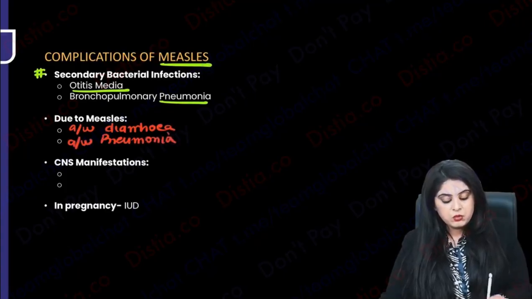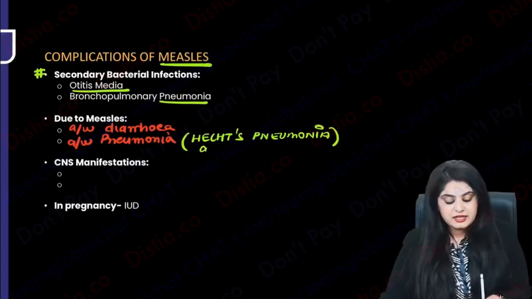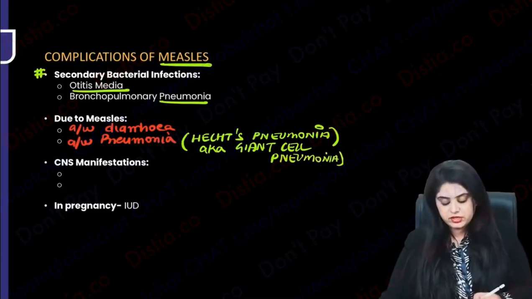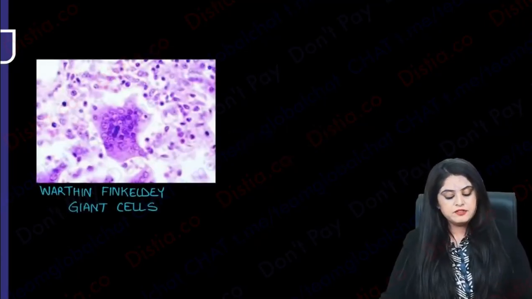Do you remember? What pneumonia is it that is caused in measles? It is the Hecht's pneumonia. And Hecht's pneumonia is going to show you some cells, which I'll tell you in a while. I'll give you a hint. Hecht's pneumonia is also known as the giant cell pneumonia. So do you know what are the giant cells that you see in measles? It is going to be the Warthin-Finkeldey giant cell.